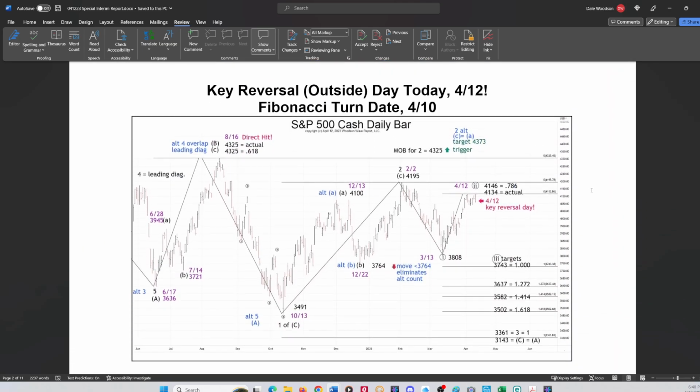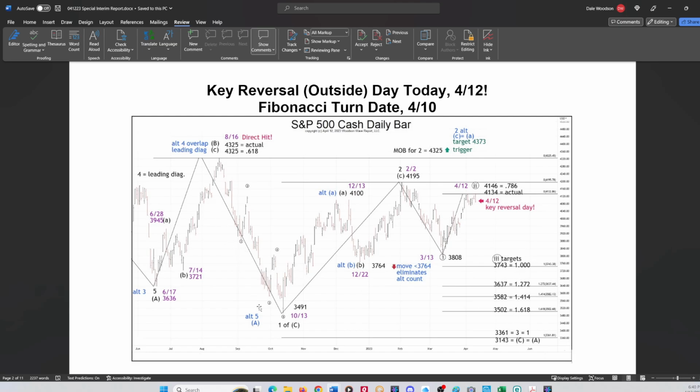Okay, key reversal day. There's the same thing in the S&P cash. Again, I'll just go from the smaller degree of trend to the larger. Wave 1 with a circle around it. Wave 2 up at today's high, the key reversal day. And then we've got our wave 3 targets there.